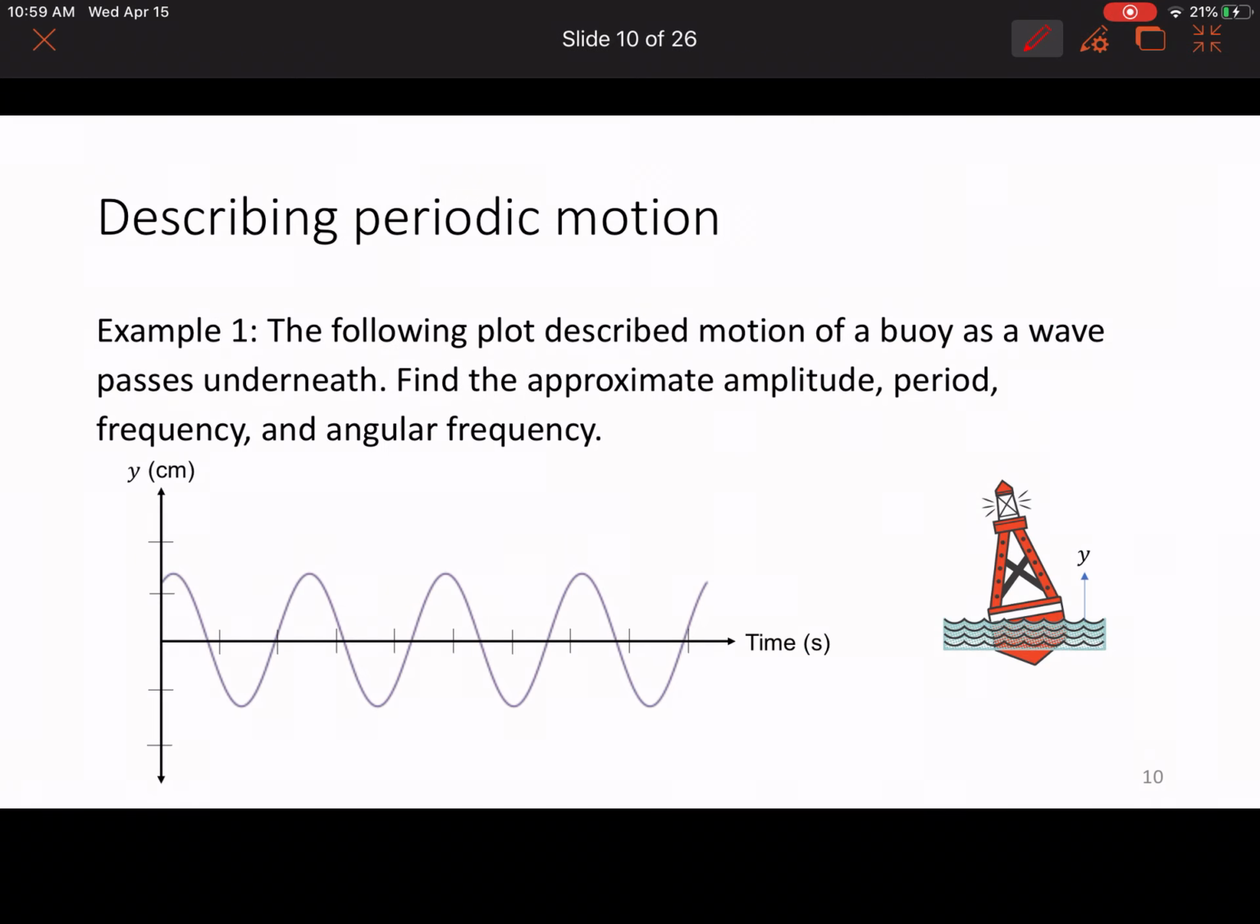All right, so let's get a little bit of practice on this. I've drawn out a graph here of some buoy that's moving up and down in the water in periodic motion. Based on my drawing here, so it's not going to be perfect, but I want you to do your best to use this graph. Try to figure out what's the approximate amplitude, period, frequency, and angular frequency.